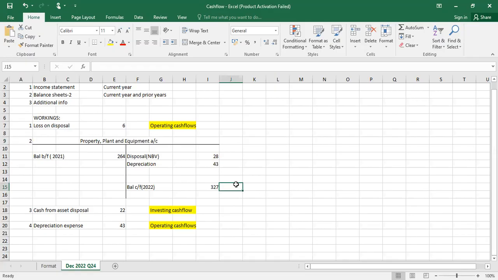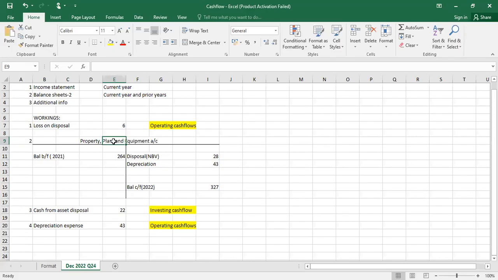So that's 43. Now, when I look at note number 3, that is now in the question paper, I do not see anything else that relates to the PPE account. And that means technically we should balance off the PPE account. But then before that, I want us to refer to there is something to do with the revaluation reserve.